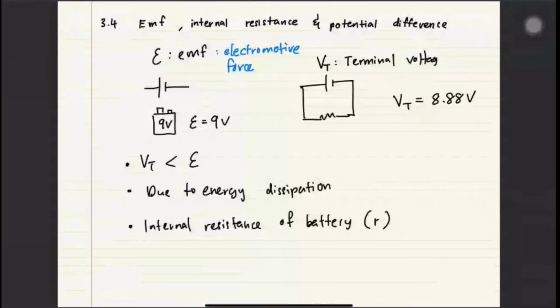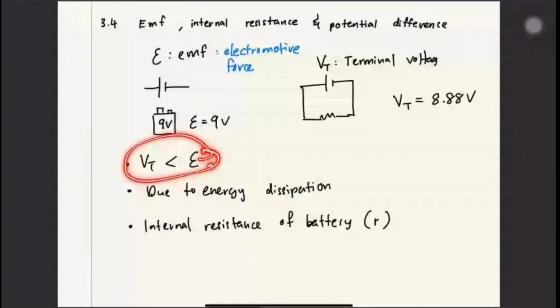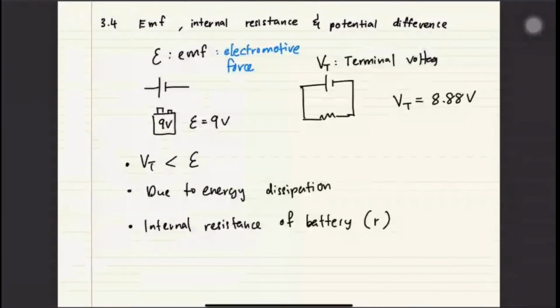Sebelum ni saya sebut sebagai V total ke apa kan. The correct term would be V terminal. So lepas ni kita pakai V terminal lah. Sebab sebelum ni kita tak cerita lagi, so saya tak cakap lah. So V terminal ni akan sentiasa less daripada epsilon, which is what is written on the labeling lah. So kenapa ada pengurangan ni? This is because due to the energy dissipation. Daripada mana datang energy dissipation tu? Is from the internal resistance of a battery.